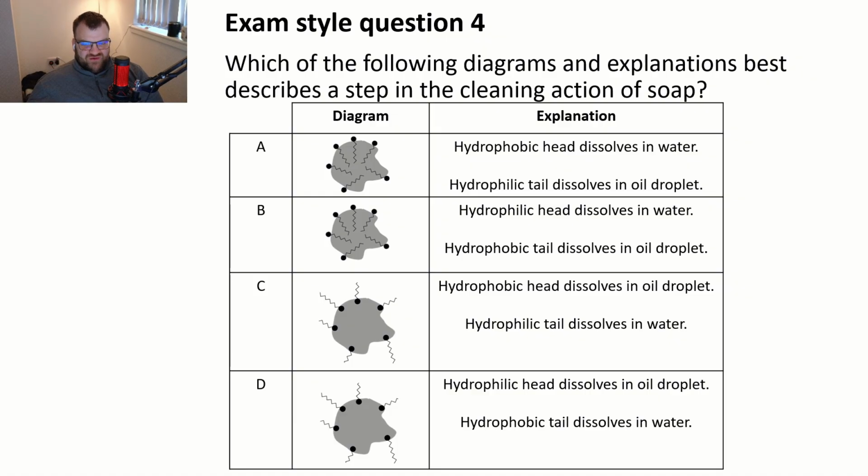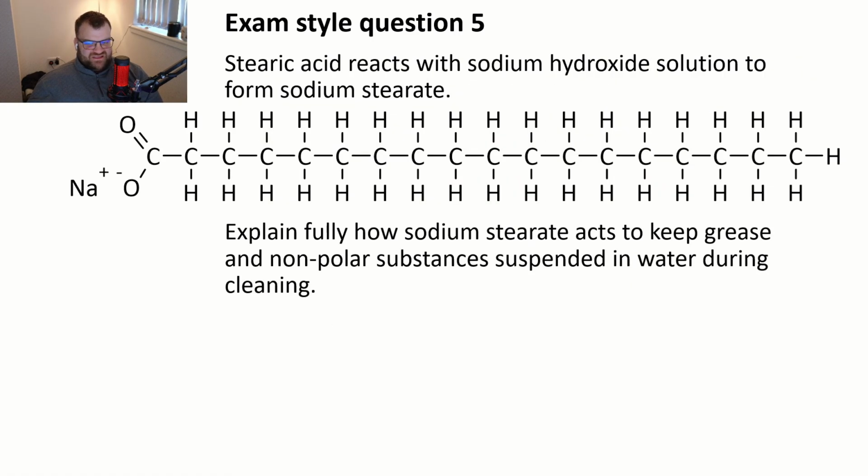We then need to read through the explanations. So hydrophobic head is incorrect, hydrophilic tail is incorrect, so A is totally ruled out. B, hydrophilic means it likes water, that makes sense. Hydrophobic tail dissolves in oil, that makes sense. That is going to mean the answer is going to be B. C, at least the explanations are the correct way around, so hydrophobic does mean it would dissolve in oil, hydrophilic in water, but the diagram there is the wrong way around. The heads would be on the outside and the tails would be on the inside for that one. So overall, B is the correct answer.